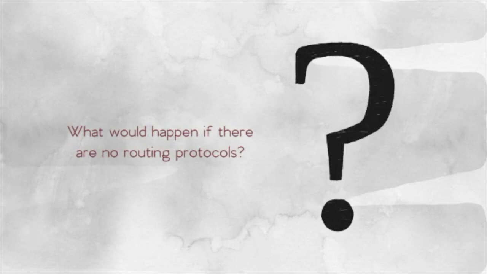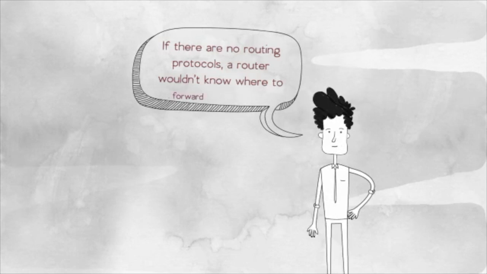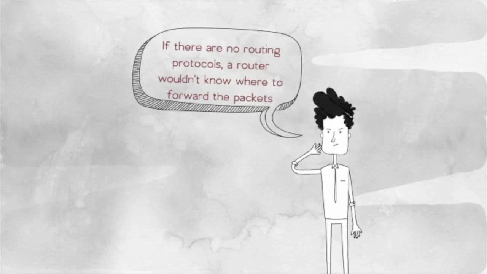What would happen if there are no routing protocols? If there are no routing protocols, a router won't know where to forward the packets that it receives, and the forwarding tables are not generated by the algorithm. Instead, they need to be manually updated.